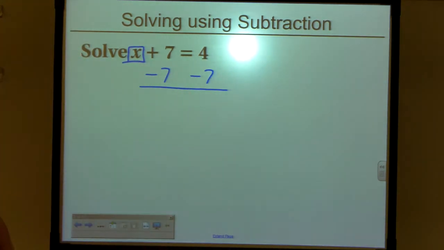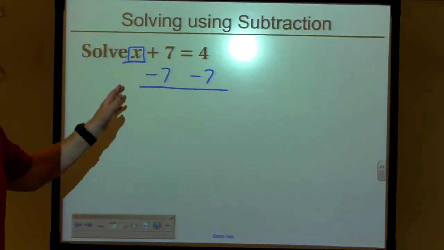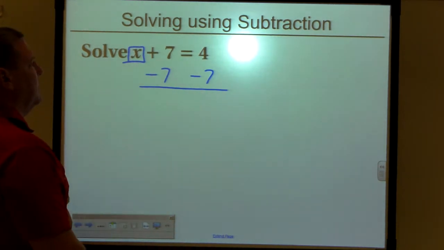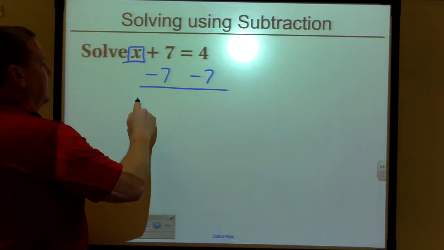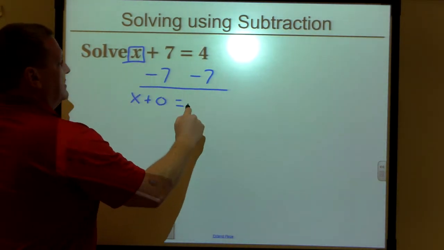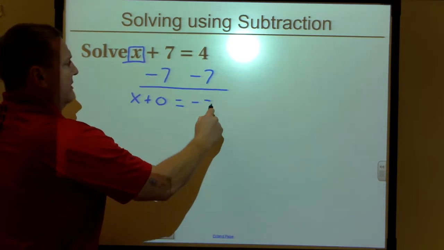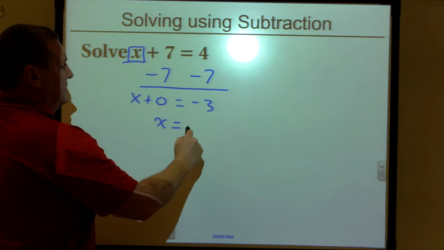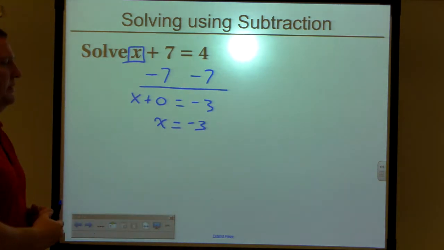That's actually called the addition property of equality. We can say that we're adding a negative 7 instead of minusing 7. That's why we call it addition. So this becomes x plus 0 is equal to 4 minus 7, which is negative 3. And x plus 0 is just x. And x would equal negative 3.